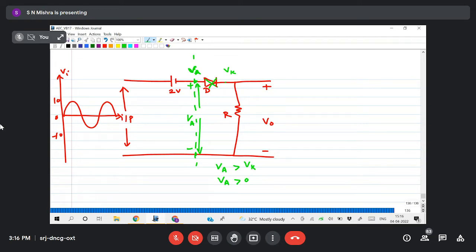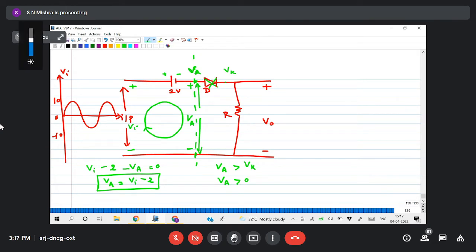Now VA, how to find out? That is the difficulty. So here Vi, I am giving input, to apply KVL in this loop. So minus to plus, plus Vi, this is plus, this is minus, so minus 2, plus to minus, minus Va equals 0. So Va equals Vi minus 2.